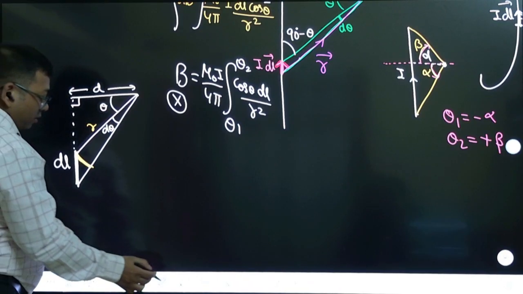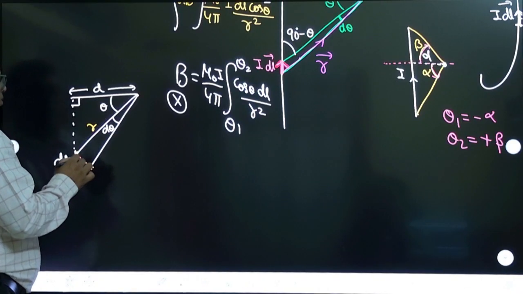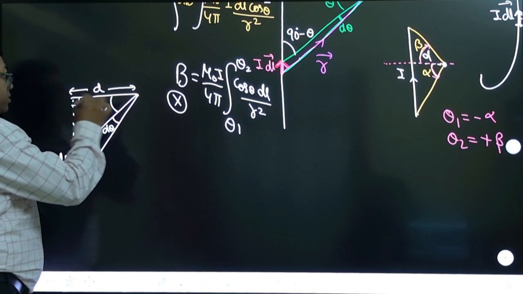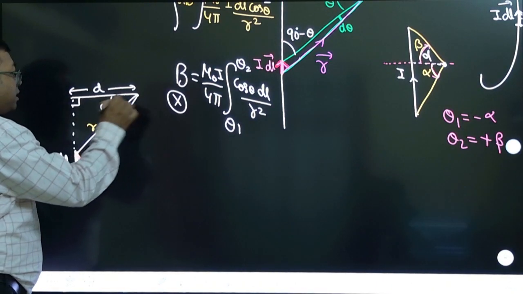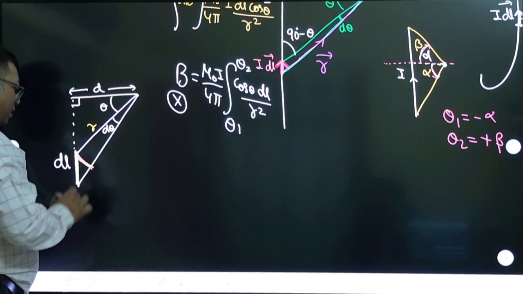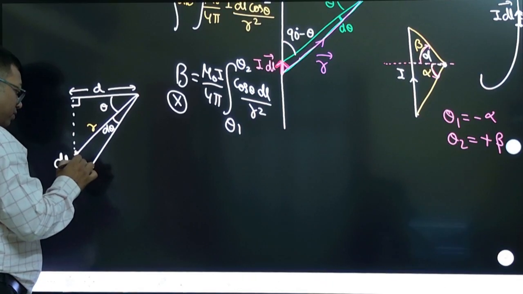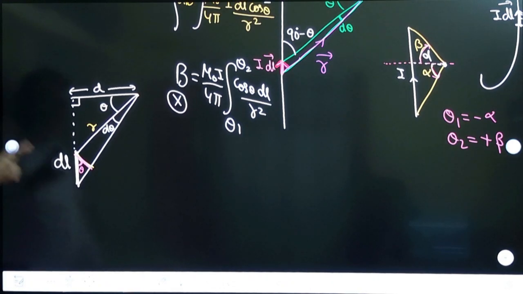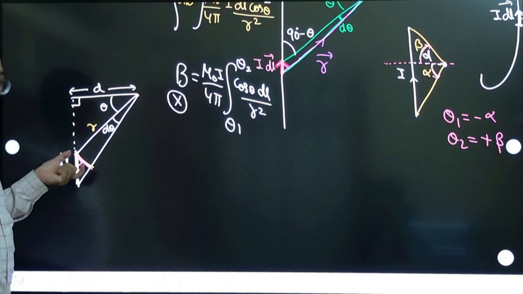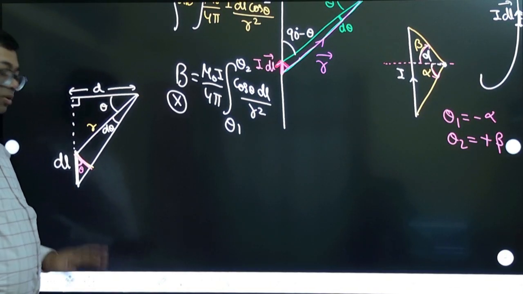If this is the arc length, then note that the angle between these two lines is the same as the angle between their normals. So this is the horizontal line and this is the vertical line, and this is like the radius and this is like the tangent. So you have to note that this angle is also going to be theta. Very, very important. This dl and this arc length are making the angle theta. That's a very important thing.